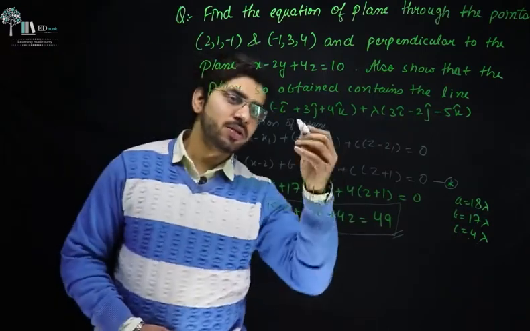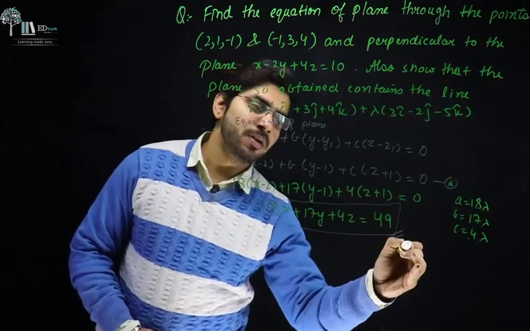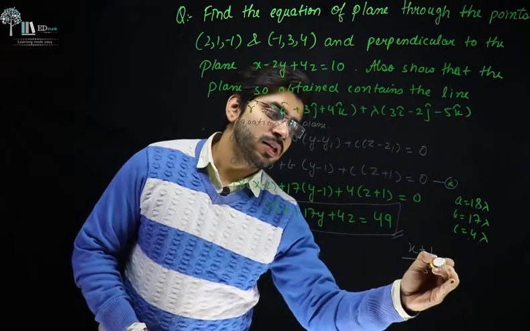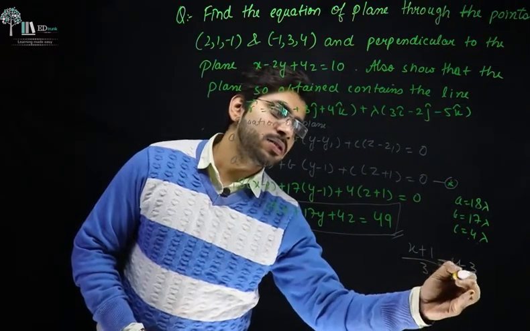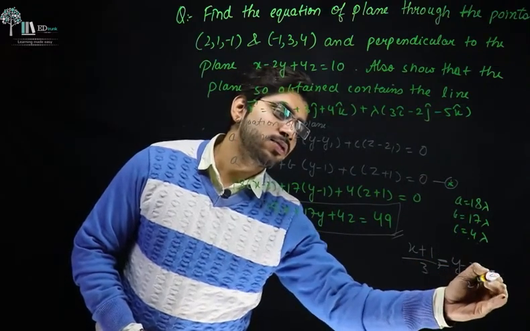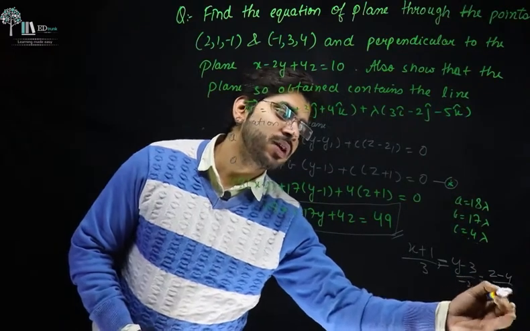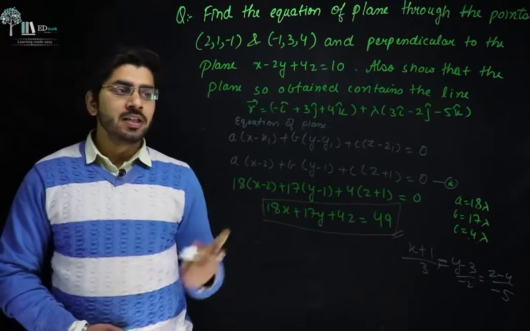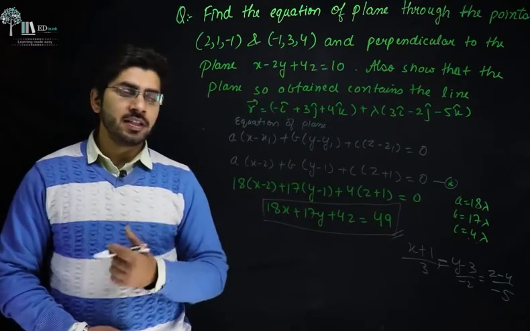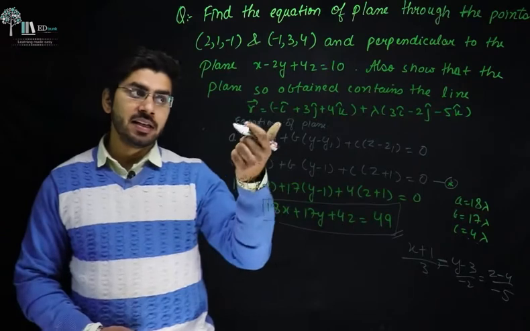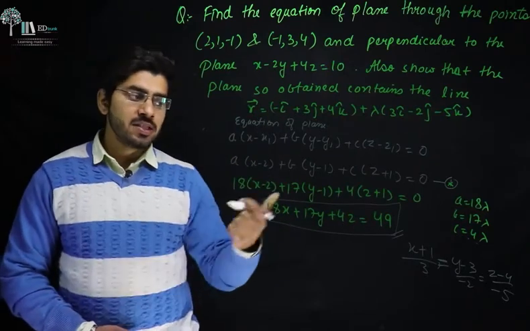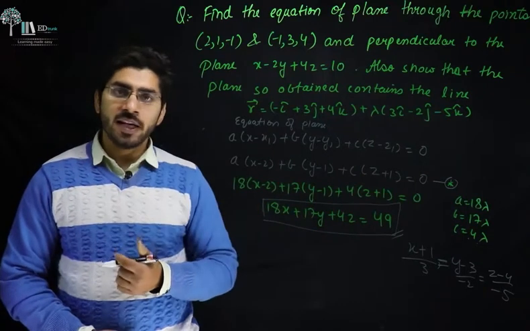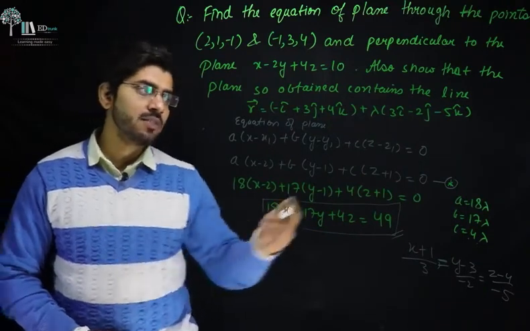So to convert the equation to the Cartesian form, the equation of line will become x plus 1 upon 3 equals to y minus 3 upon minus 2 equals to z minus 4 upon minus 5. We have already discussed lines. We know how to convert this equation to the Cartesian form. So we have converted this. Now if the plane contains this line, that means the point through which the line is passing is also passing through this plane. We can also see a rough figure.